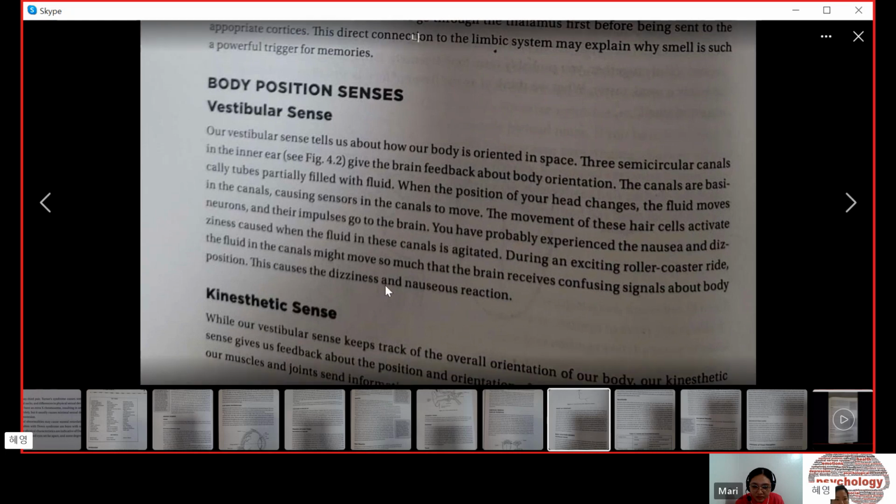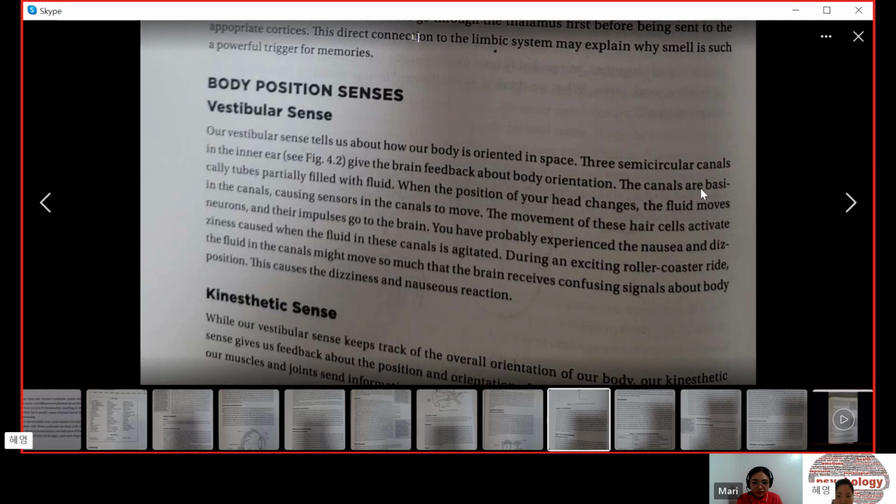And the next one is body position senses. Our vestibular sense tells us about how our body is oriented in space. Three semicircular canals in the inner ear give the brain feedback about body orientation.